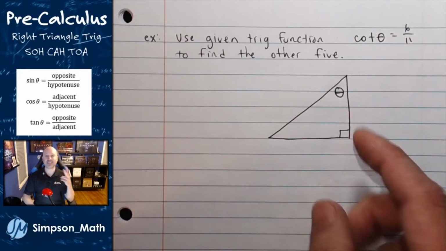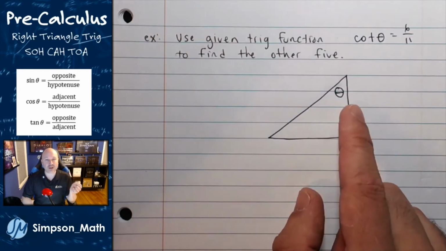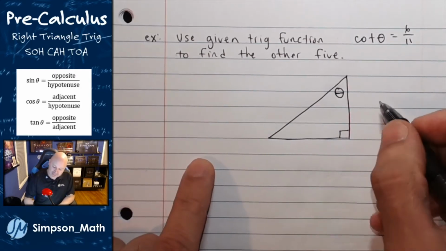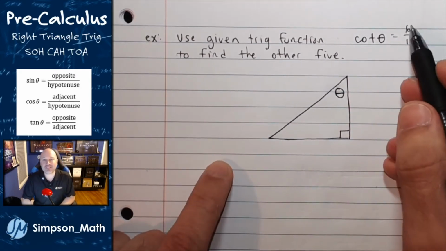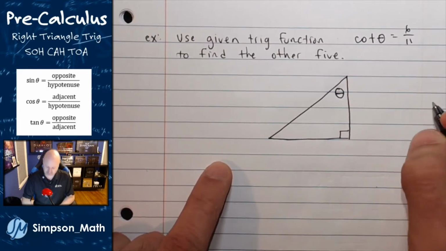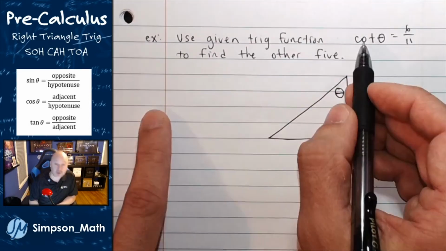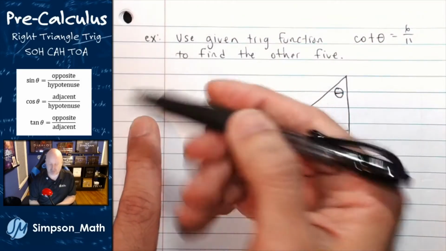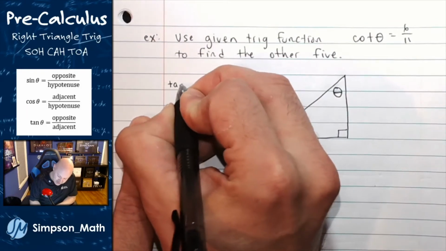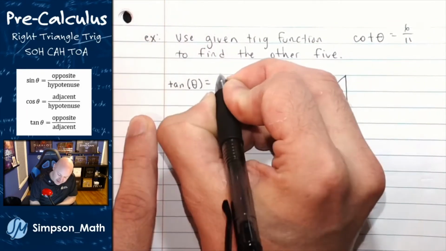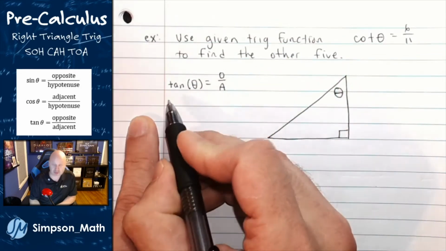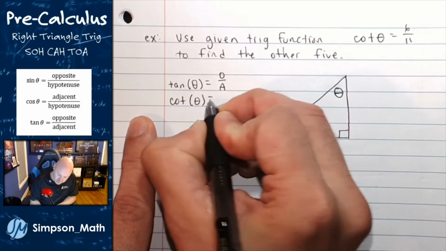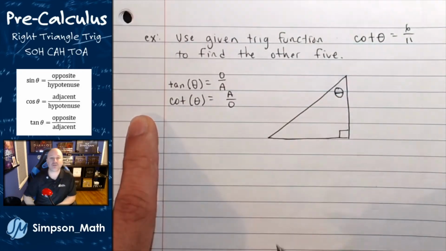First step, draw it. Second step, I've got to determine what angle we're talking about, and we get to decide where to put that theta. Then I need to determine where to put this 6 and where to put this 11. Well, cotangent is the reciprocal of tangent. TOA is in the SOHCAHTOA definition. Tangent is defined as opposite over adjacent. TOA. So the reciprocal cotangent would just be the adjacent over the opposite.